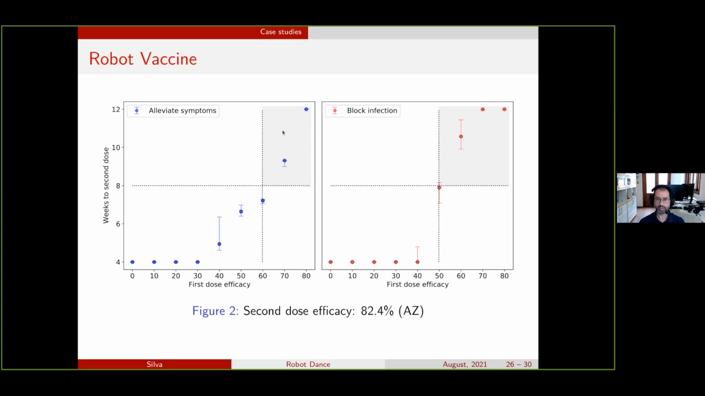In the case of blocking infection, the thing is even more interesting because it's more like white and black. Up to 50%, you basically don't postpone the second dose a single day. And once you get to 60%, there is like a phase transition here or something like that. Once you get to 60%, the decision is basically you have to postpone as much as possible. Anyhow, considering that we were here at like 76%, it's saying that we should really consider postponing the second dose as much as we could. And that's what we're doing in Brazil.